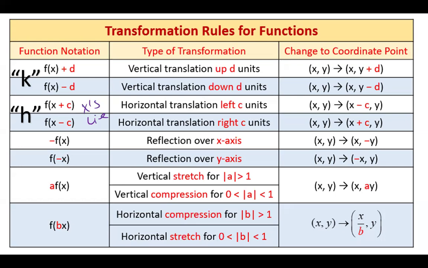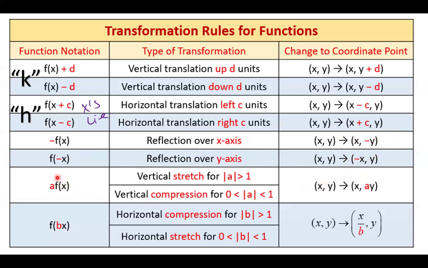Continuing on to the next. We have our negatives, which we just talked about. When you have a negative outside of the transformation, the function, that is a reflection over the x-axis, because it is changing your y values. When you have a negative inside with the x, that is a reflection over the y-axis because it's changing your x's. Sorry, I said x's twice. Outside is changing your y's, and inside is changing your x's.